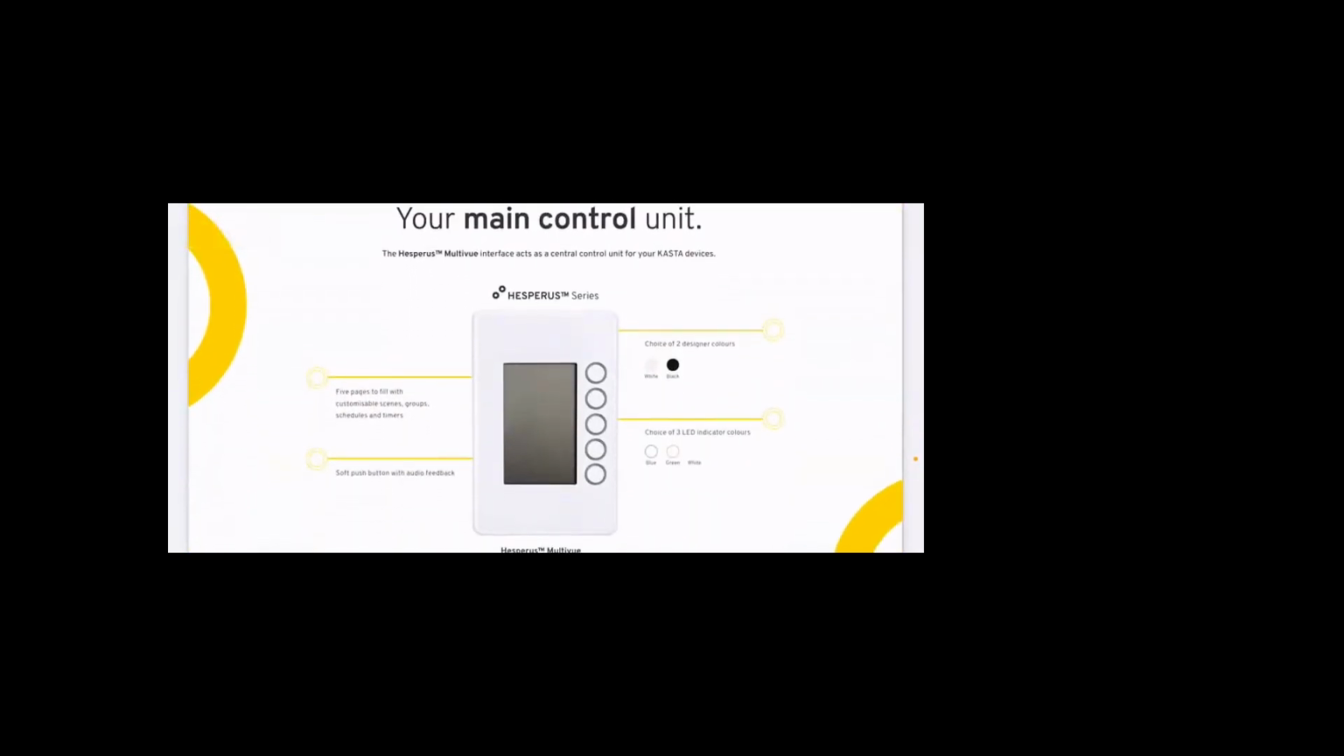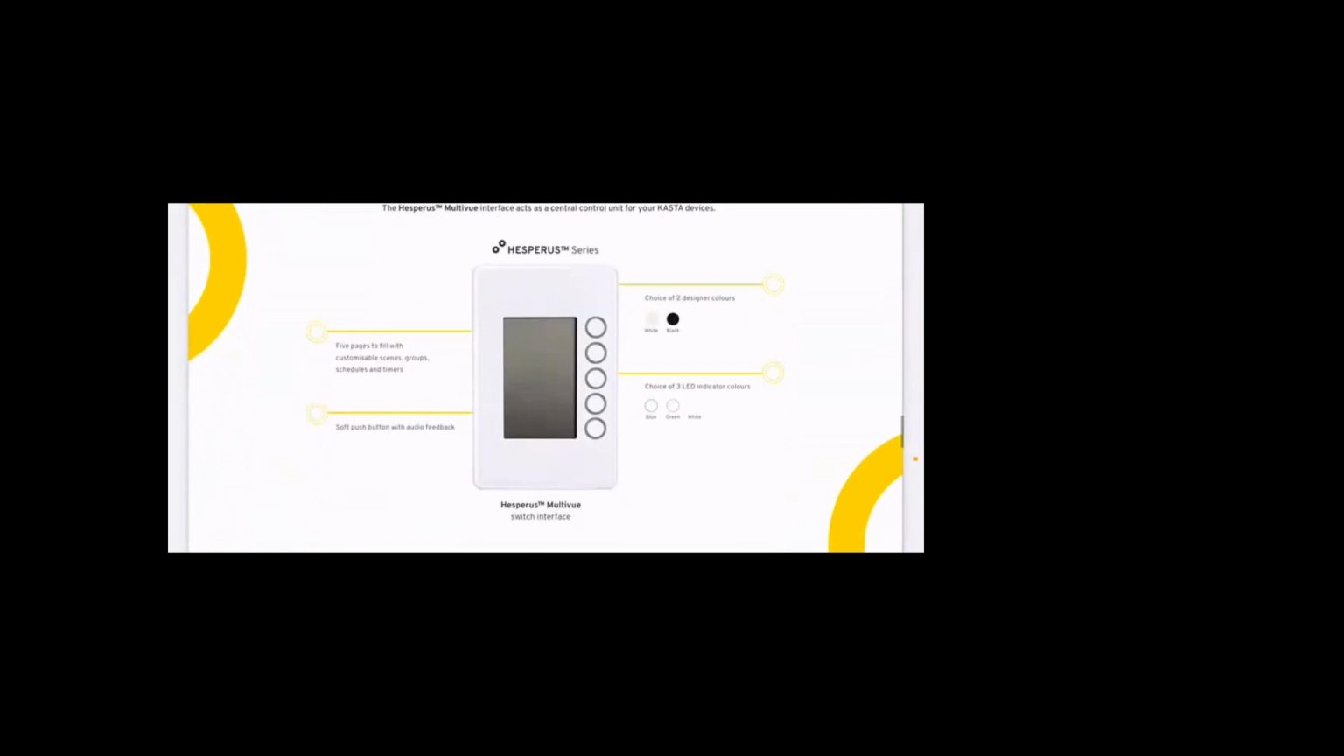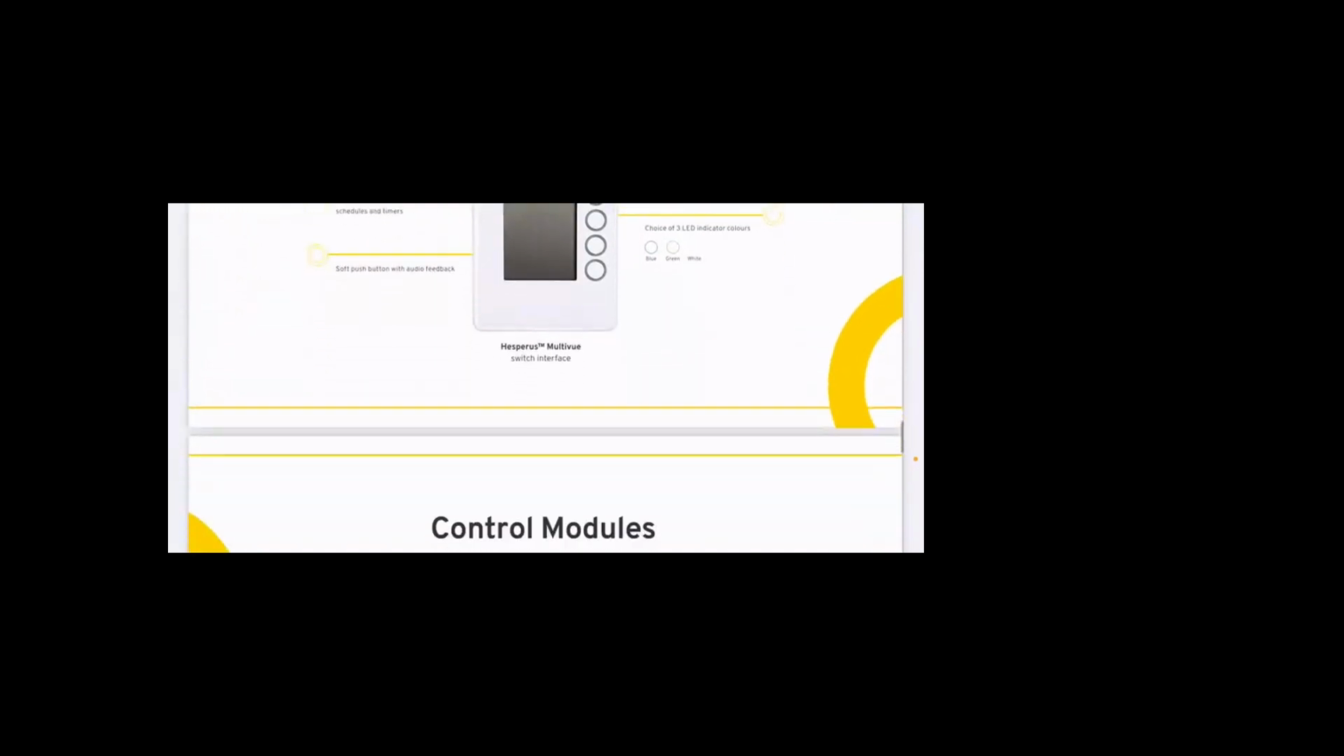Previously, we were talking about the multi-view, having multiple pages for you to program and add to. This is the Hesperus multi-view, so up to 5 pages you can fill and customize as necessary. These are all updated real time from the app to the device as you make changes. And again, you can alter the LED indicator. It features proximity sensor and comes in 2 most popular colors.